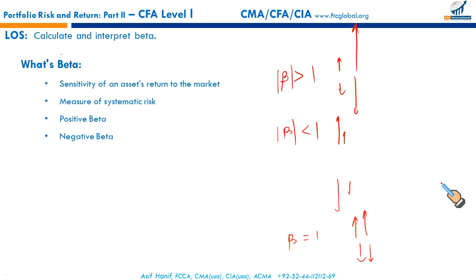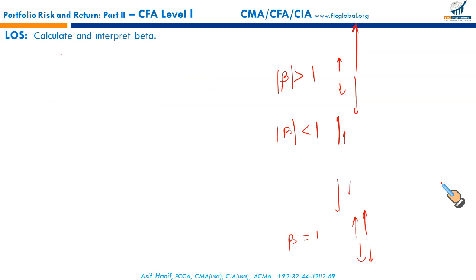Okay, now let's do some basic maths for beta. Let's take 3 cases. Case 1. Given that the risk of the market is 20%, what is the beta of a 10 million treasury bill? The beta would be 0 because it is risk-free.